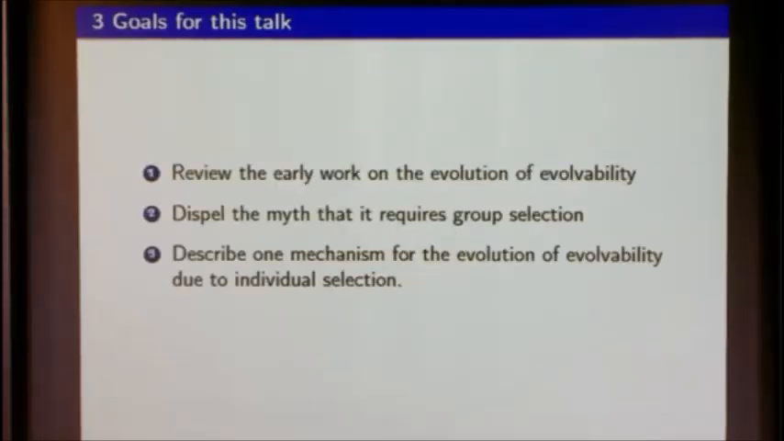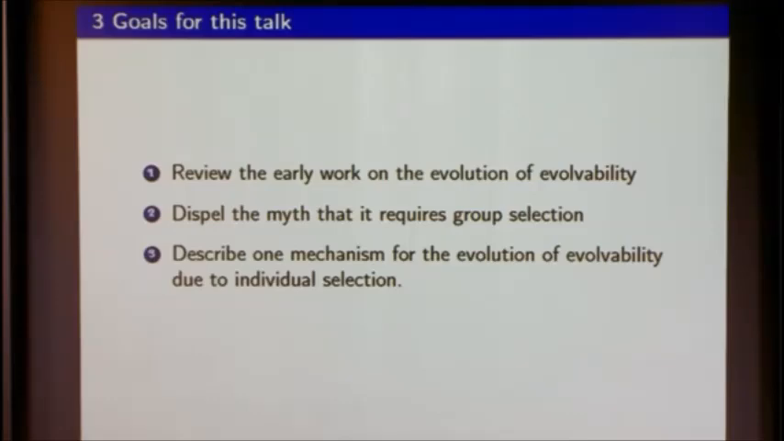One is to review the early work on the evolution of evolvability. Two, to dispel the myth that it requires group selection. Of course, Joanna's talk already did that for me, but I'll elaborate on it. And number three, describe one mechanism for the evolution of evolvability due to individual selection.